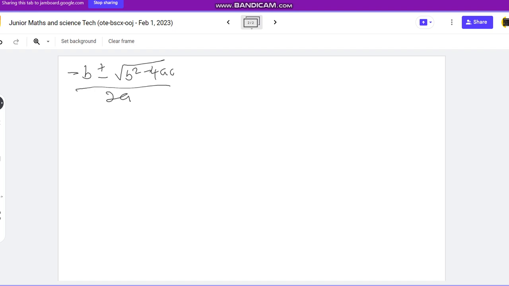You will have something like this, for an example, x squared minus 2x and then minus 5. So once you get something like this, you need to just place these variables inside the equation. This is just your a, where a is 1, and then this is just b, where b is minus 2, and then this is just c, where it's minus 5.